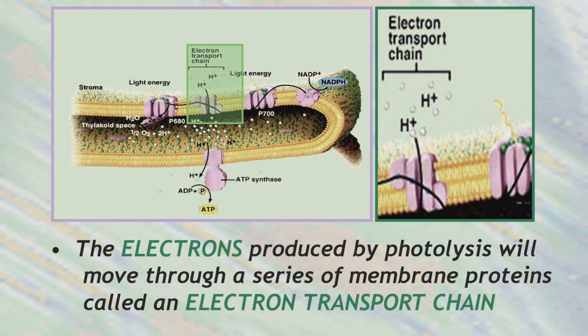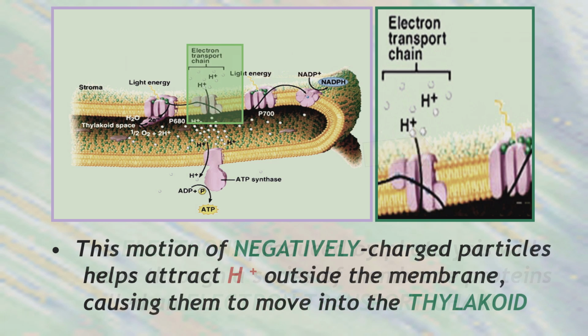The electrons that are produced by photolysis will move through a series of membrane proteins, which we call an electron transport chain. These are moving negative charges. This motion of negatively charged particles helps attract H+ outside the membrane. H+ is a positive charge. And that causes those protons from outside the membrane to move into the thylakoid.